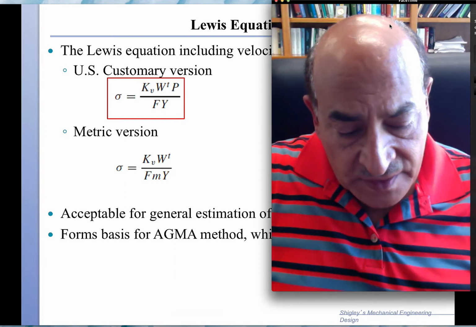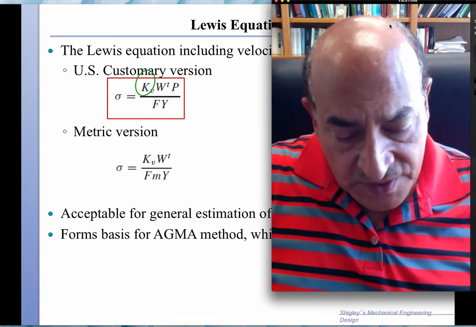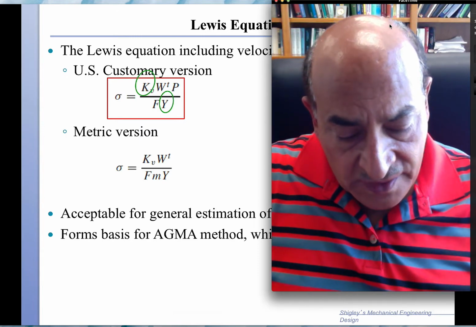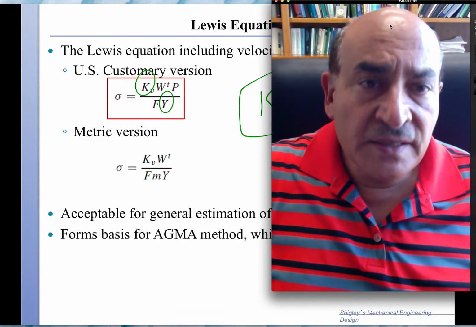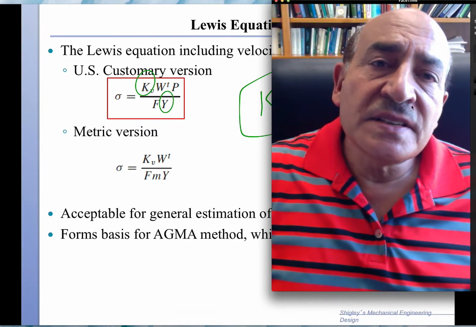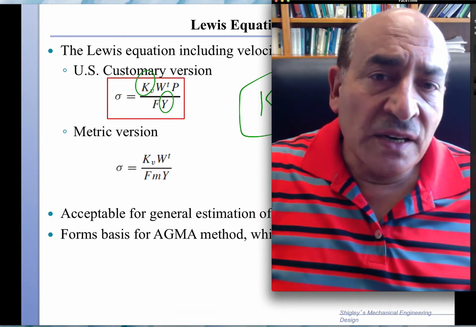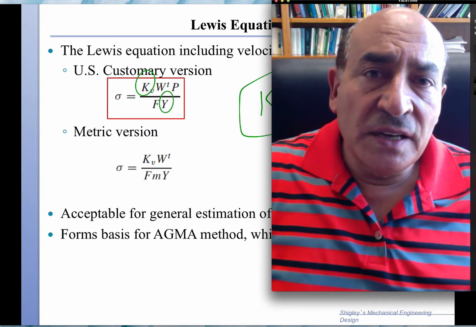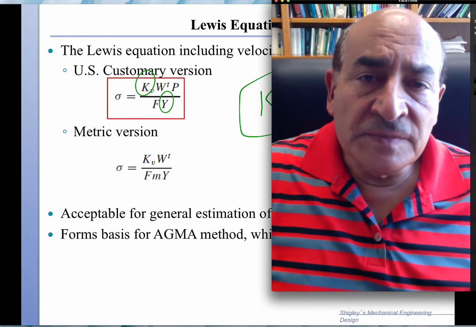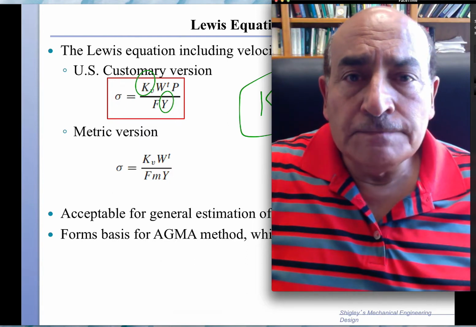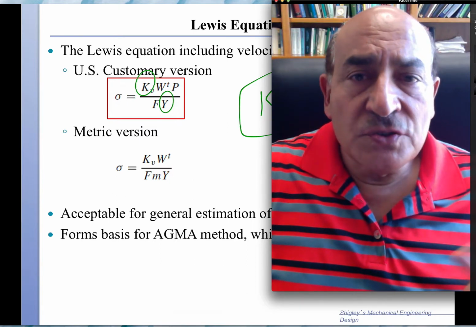And these two empirical factors are the K sub V and the Y. So we need to know K sub V and Y. And in this, if we apply Lewis equations, these two are known. We have an equation for K sub V and a table for the Lewis factor. So there's no problem with that.